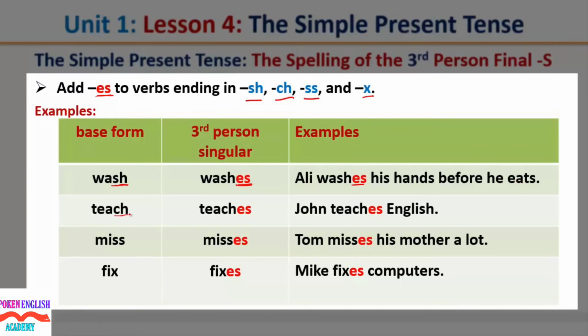Teach ends in cha. So we add es. John teaches English. Mess. This verb ends in s. Misses, we add es. Tom misses his mother a lot. Fix. This verb ends in x. So we add es to this verb.